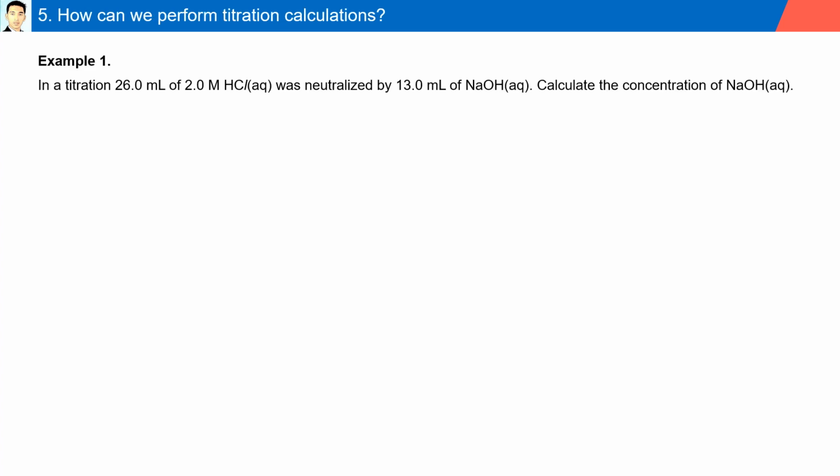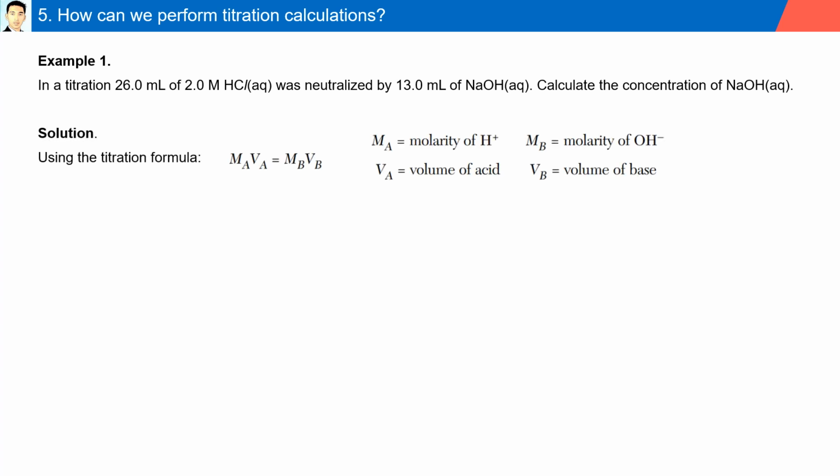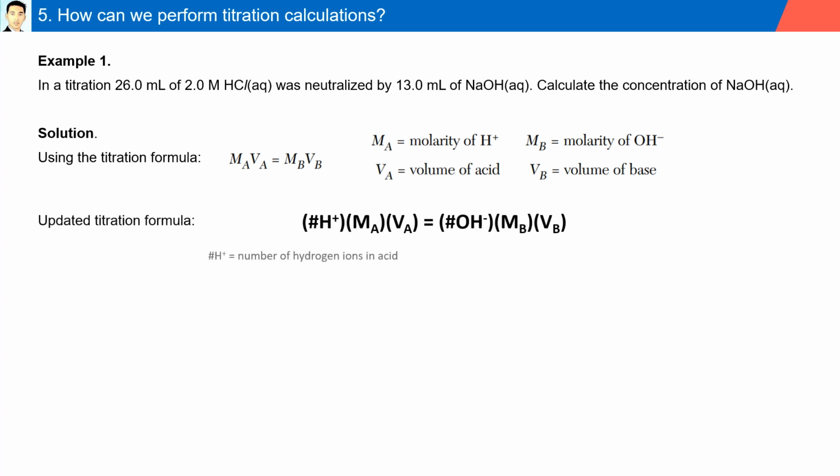How can we perform titration calculations? In a titration, 26 ml of 2.0 molar HCl was neutralized by 13 ml of NaOH. Calculate the concentration of sodium hydroxide. Here, we use the titration formula provided in reference table T. However, we will update it to account for the number of hydrogen ions present in the acid and hydroxide ions present in the base. Looking at our question, we identified the acid as HCl and the base as NaOH.